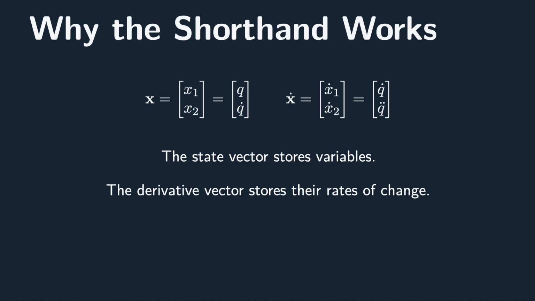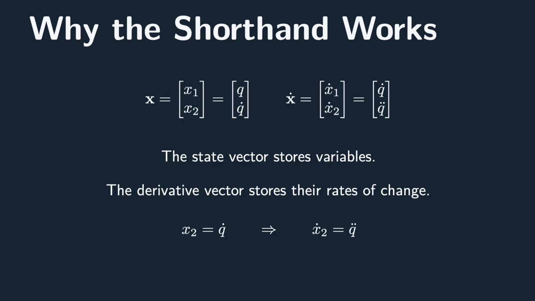A physical example is velocity. If v equals q dot, then v is a variable in its own right, and its derivative is v dot equals q double dot. In the same way, if x2 equals q dot, then x2 is the second state variable, and its derivative is x2 dot equals q double dot. That derivative appears in the vector x dot, not inside the vector x.